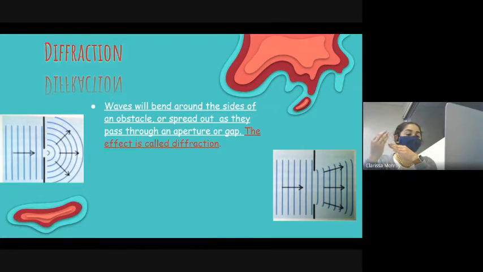So the light peeks through the bottom of the door, causing waves. In this case, light waves come into the room, causing diffraction. As we said right here, waves will bend around the sides of an obstacle and spread out. So even though it's a very tiny gap, the light can still peek through that, and that's what causes this diffraction.